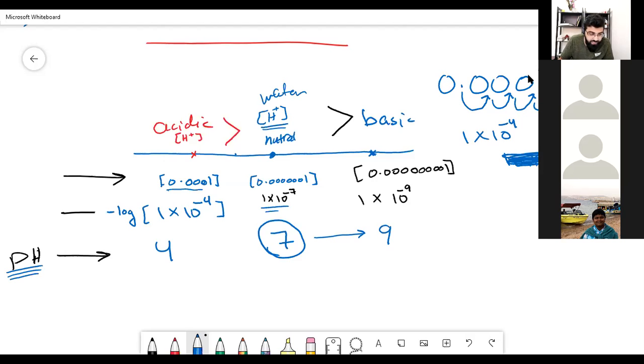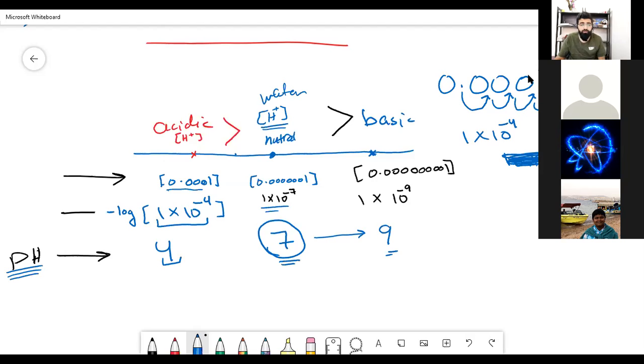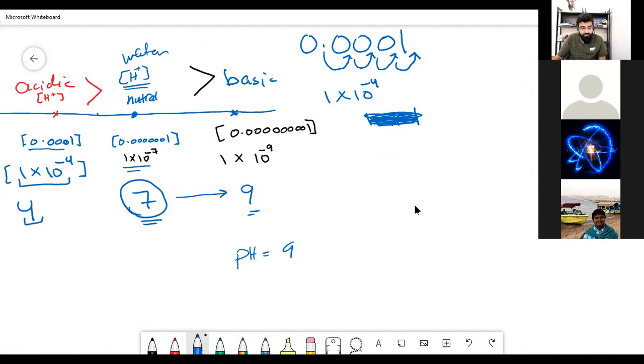The pH is converting the scientific number into a normal number. Just take the power, change the sign and put it as a normal number. So here, 4, 7, 9. Whenever I tell you the pH of this solution equals 9, it means this solution is basic. And this solution at the same moment has 1 times 10 to the minus 9 concentration of H+. Got it? This is the meaning of pH number 9.